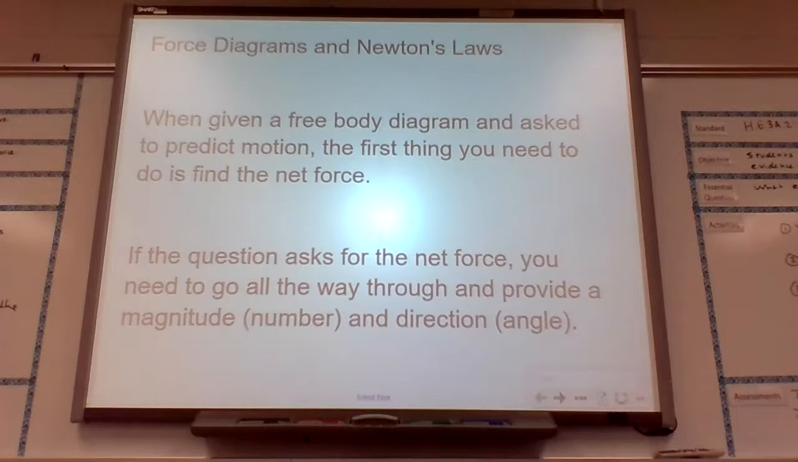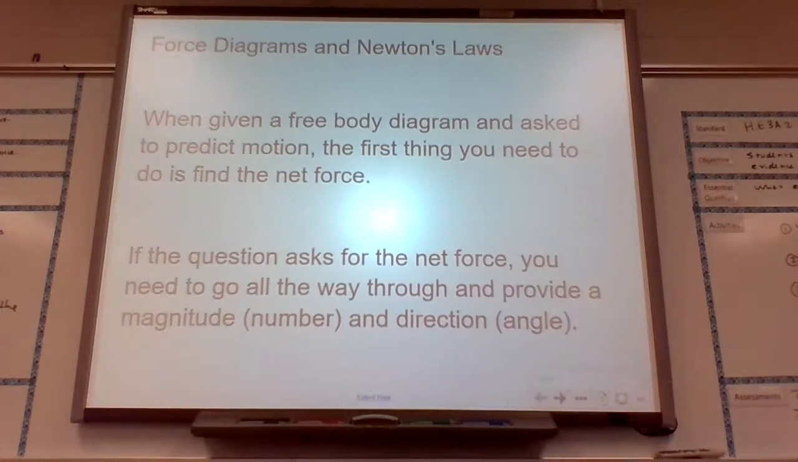Now, in some cases, I will specifically ask you for the net force. And when the question says, what is the net force? You need to give me the magnitude and direction of that net force. The magnitude is the Newton number, like 18 newtons. And the direction part will be the angle, like 127 degrees, or 40 degrees north of west. You only have to do that when I ask you what is the net force.